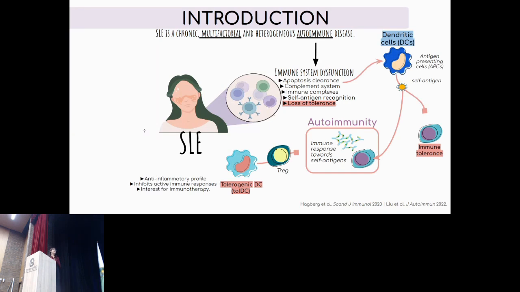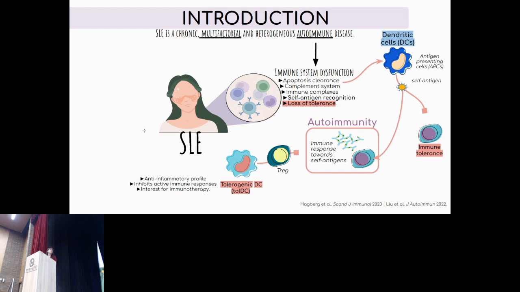Dendritic cells are the main antigen-presenting cells. They have the ability to take antigens from the outside of the cell and present them to other immune cells. This can polarize the immune response depending on what they sense. And in a normal context, when a dendritic cell finds a self-antigen, this immune tolerance response avoids the development of a self-reactive immune response.